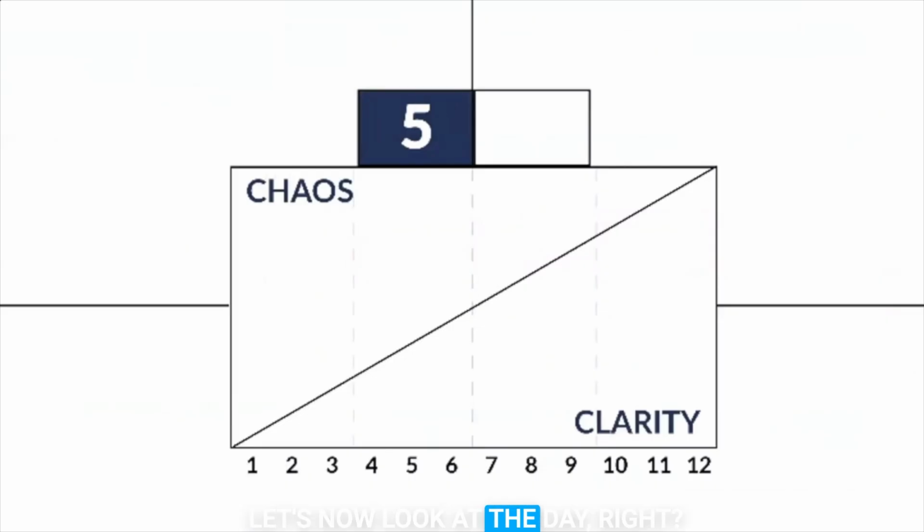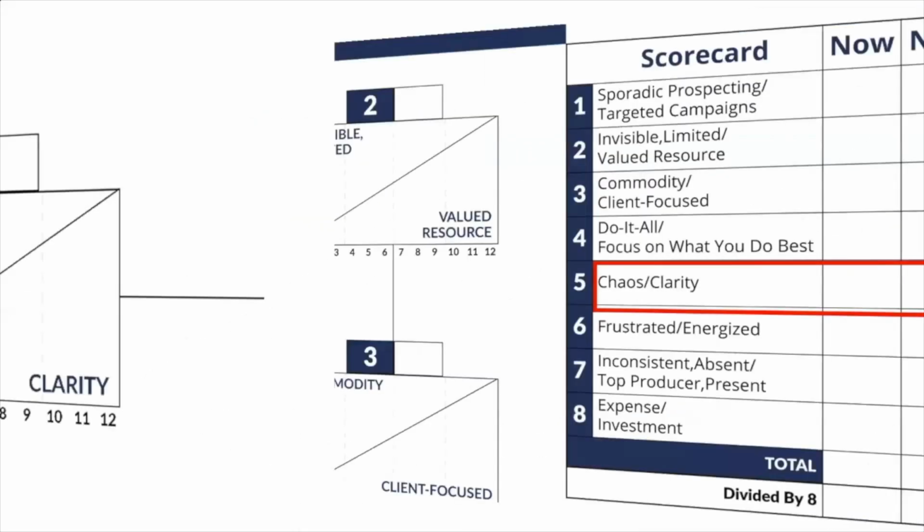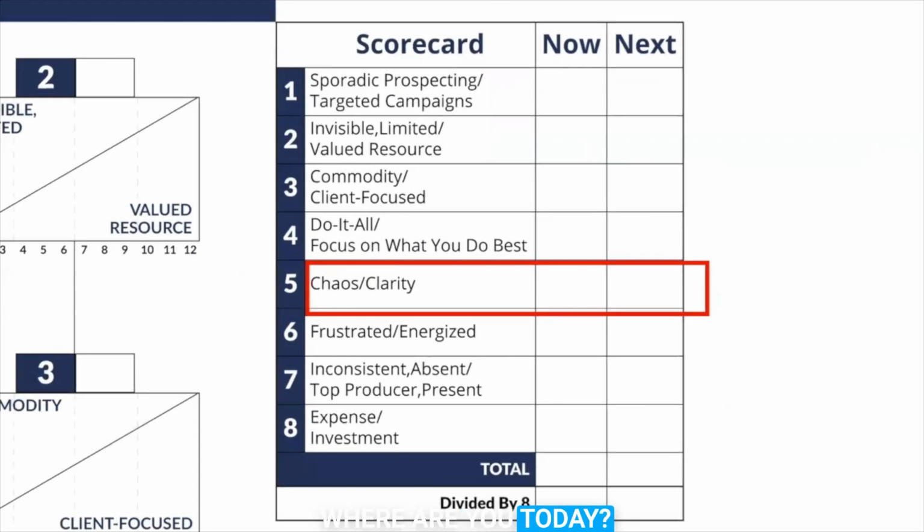Let's now look at the day. What does that day look like? Is it full of chaos? Are you reactive? Are you losing opportunities? Or is there complete clarity and structure? You're proactive. Rate yourself 1 to 12. Where are you today, right now? Your practice, your average day, is it chaotic? Is it clear? Where do you want to grow a year from now? 1 through 12, put in your ratings there.